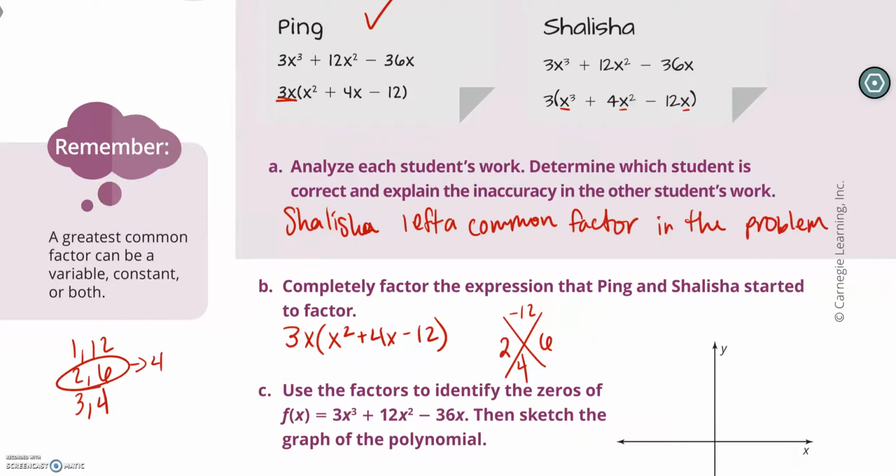And we need to figure out which term is going to be negative. The larger value is going to keep the sign of that bottom number, so that means 2 is going to get the negative. So we have x minus 2 times x plus 6. But don't forget about this one, the 3x. So that's fully factored.